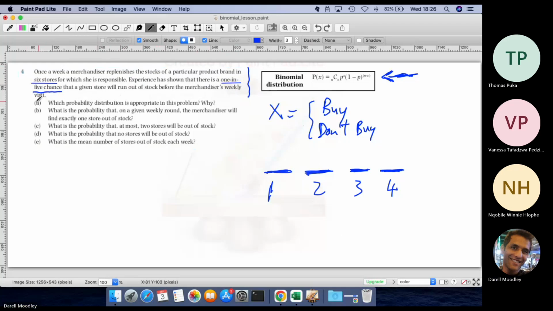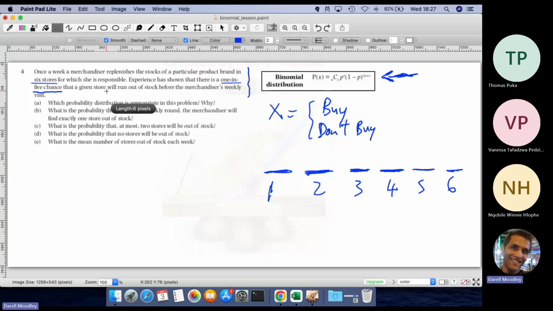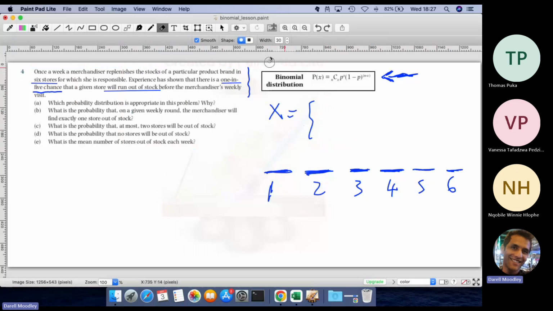If you look at the first question, it says which probability distribution is appropriate and why. In this example, you'll see that there are 6 stores. So the number of trials is 1, 2, 3, 4, 5, and 6. Each of these stores, if you read the question, can either run out of stock or have stock. Those are the 2 possible outcomes, and they're the opposite of each other. So in this example, it's not buy and don't buy. It is you have stock or you don't have stock.